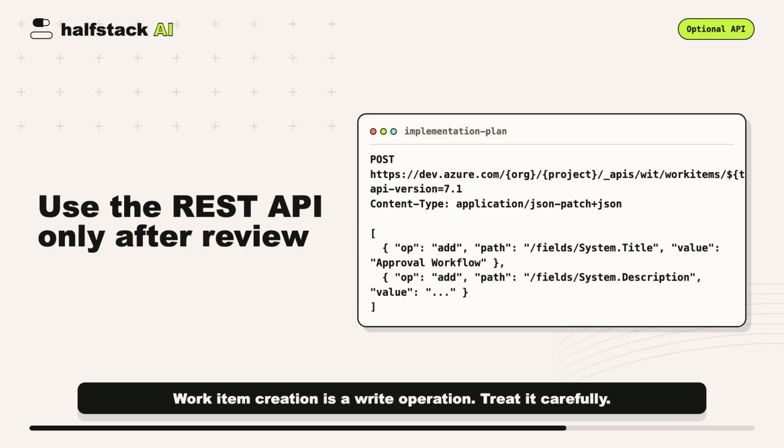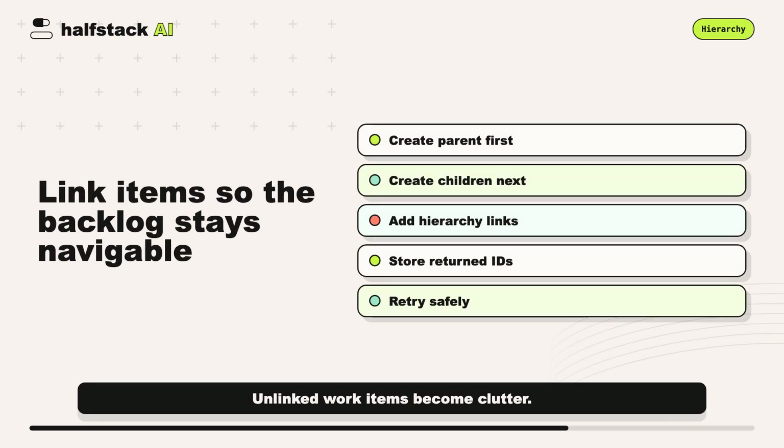If you automate creation, hierarchy matters. Create the parent item first, store its returned id, then create children and link them to the parent. Repeat that pattern from epic to feature, feature to story, and story to task.